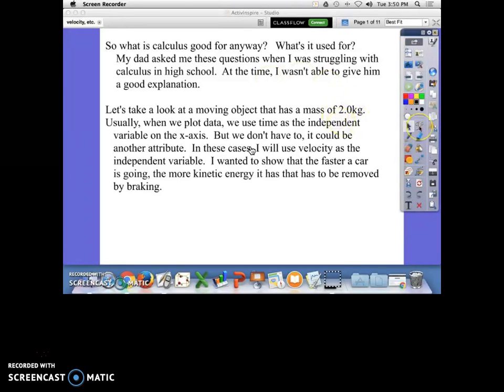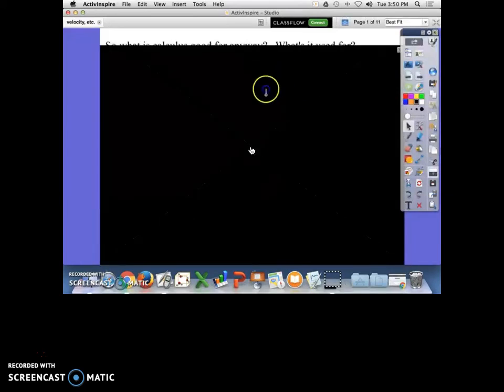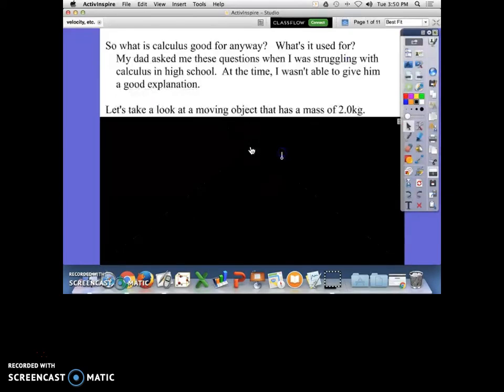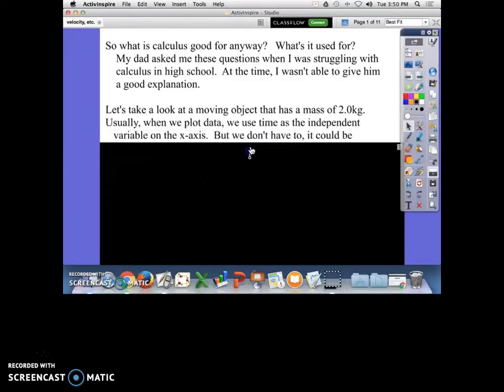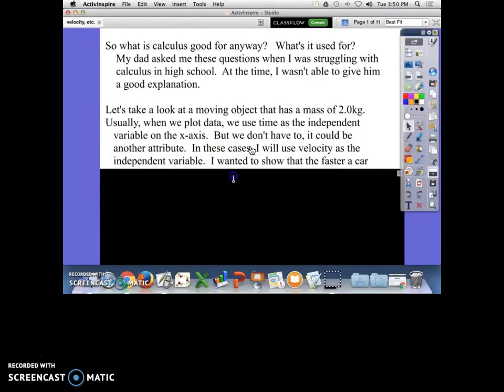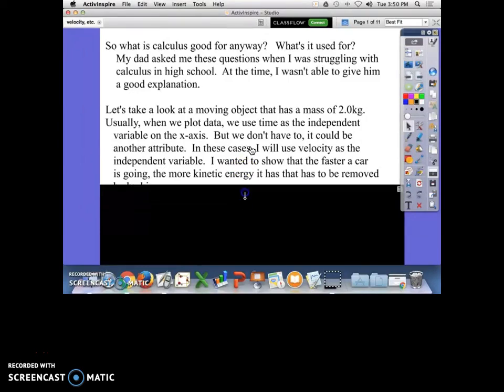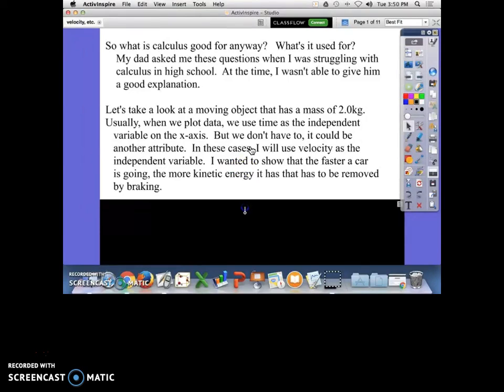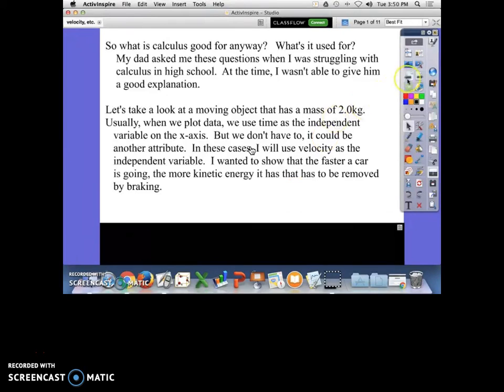But here's an application. Let's say we have a mass that is 2 kilograms. Now, it turns out we don't have to know that right now, but we've got a mass that's 2 kilograms. And normally, when we plot data on a graph, we are using time as the independent variable on the x-axis. But we don't have to do that. It could be another attribute other than time. And I'm going to use a different one. In these cases, I will use velocity as the independent variable. I want to show that the faster a car is going, the more kinetic energy it has that has to be removed by braking.